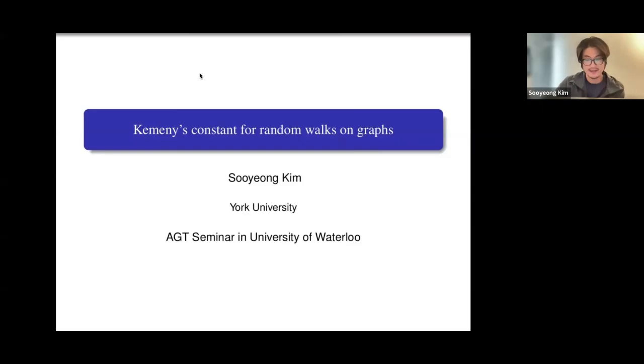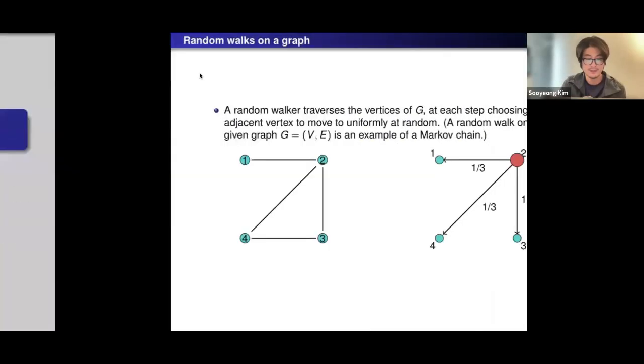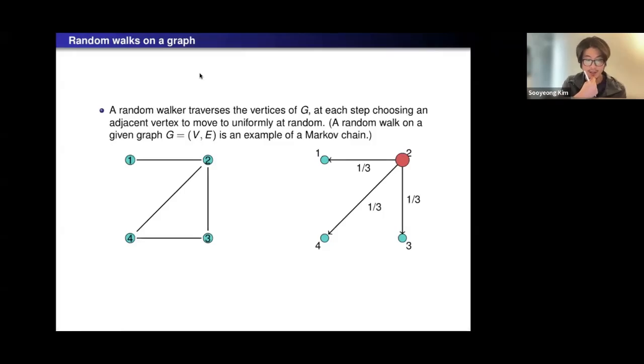Thanks, Maria. Hello, everyone. Today I'm going to talk about Kemeny's constant for random walks on graphs. Many of you might not have heard of this object, so I'm going to talk about what that is first. For that, we have to consider random walks.